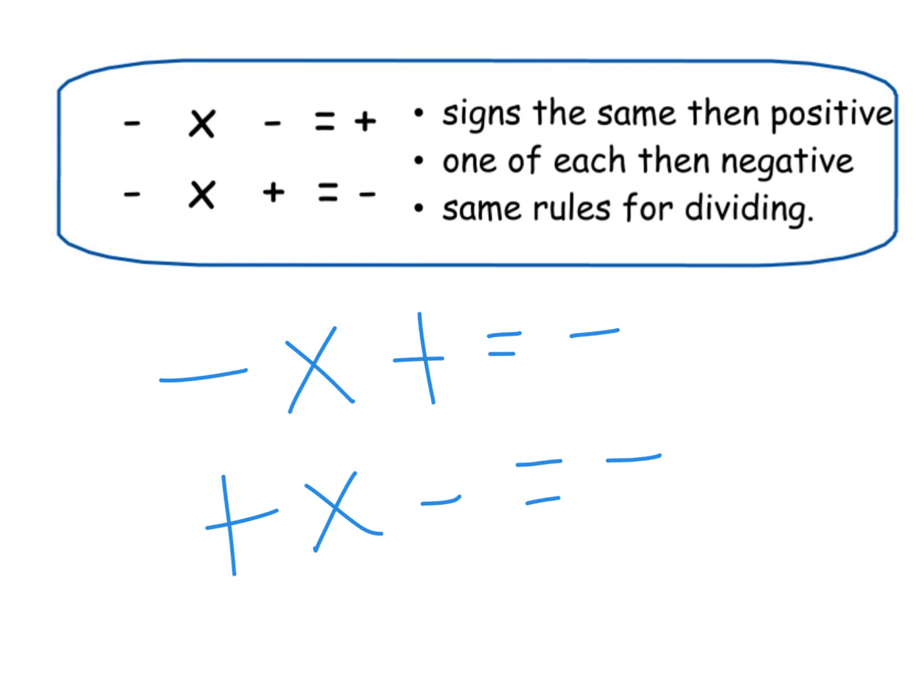So if your signs are the same, it turns out positive. I talk about the negatives all pairing up together and becoming positive. And if you've got one of each, I then talk about, well, a positive and negative. Negative always trumps positive. It's like negative always wins the fight. It always takes over. So one negative in a sum will create a negative answer.